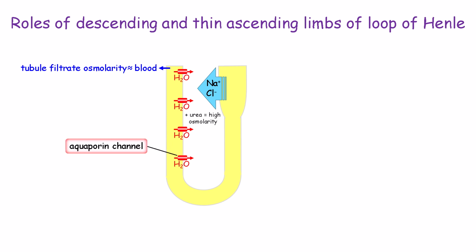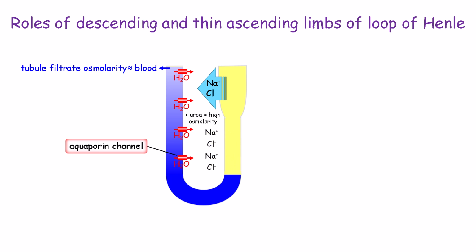Salts remain behind, so the filtrate becomes progressively more concentrated as it descends. By the time it reaches the bend of the loop, the filtrate is at its highest osmolarity. It then enters the thin ascending limb, where the properties reverse. The epithelium is impermeable to water but permeable to salts. Sodium and chloride ions passively diffuse out of the tubule down their concentration gradients and into the interstitium. Since water cannot follow, the filtrate becomes progressively more dilute as it ascends.